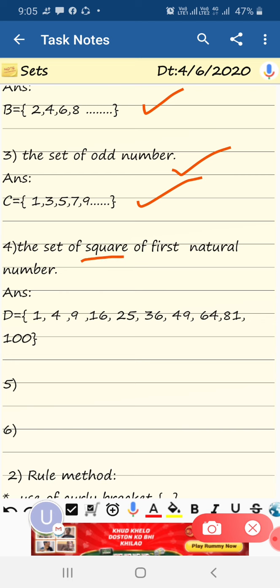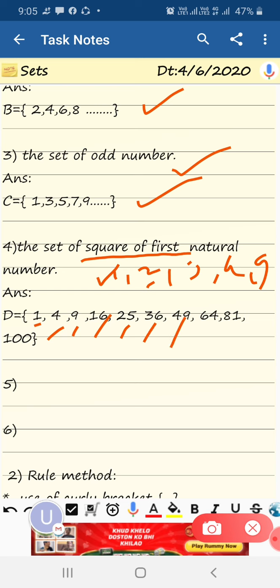The set of squares of first natural numbers. We have to make the square of natural numbers, that means 1. What is the square of 1? 1 only. Then natural numbers are 1, 2, 3, 4, 5 in this way. Square of 1 is 1, square of 2 is 4, square of 3 is 9, square of 4 is 16, square of 5 is 25, square of 6 is 36, square of 7 is 49, square of 8 is 64, square of 9 is 81, and square of 10 is 100.